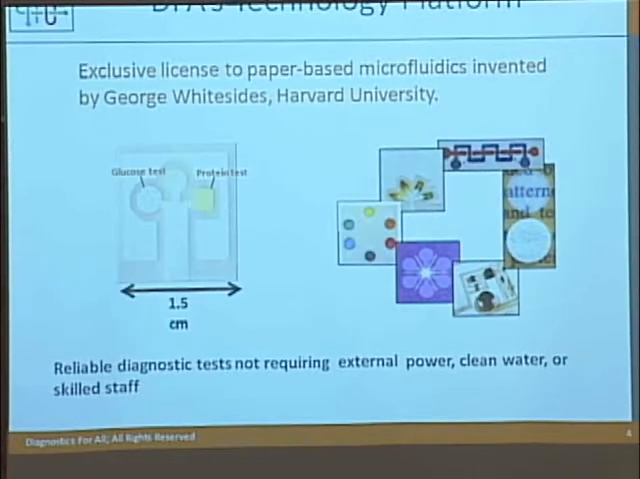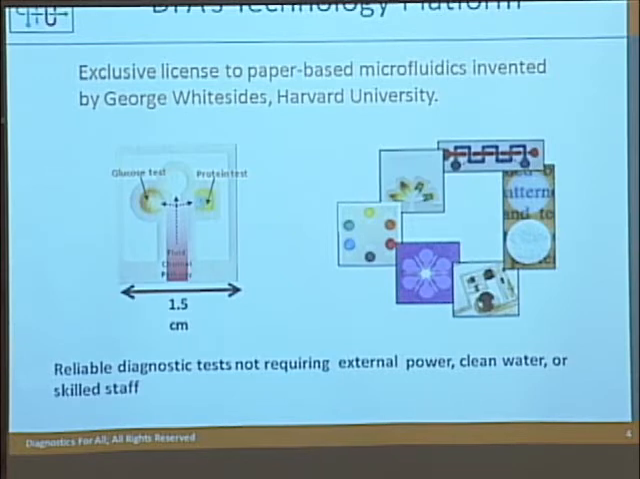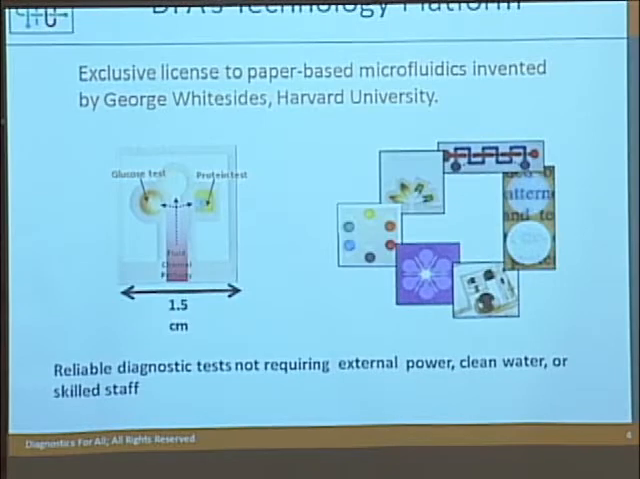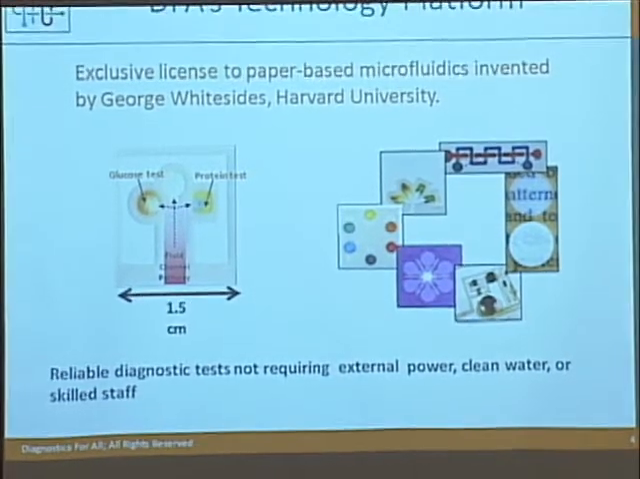If you spill your coffee or your wine on your newspaper, it spreads out. So that's the principle. If you watch on the left, a body fluid such as blood, urine, saliva, sweat, tears will run along a microfluidic channel that we have pre-printed on the paper into reservoirs where reactants, antibodies, whatever, are waiting, and we get an instantaneous color reaction without using any power, no batteries, no clean water, no physician, not even skilled staff.